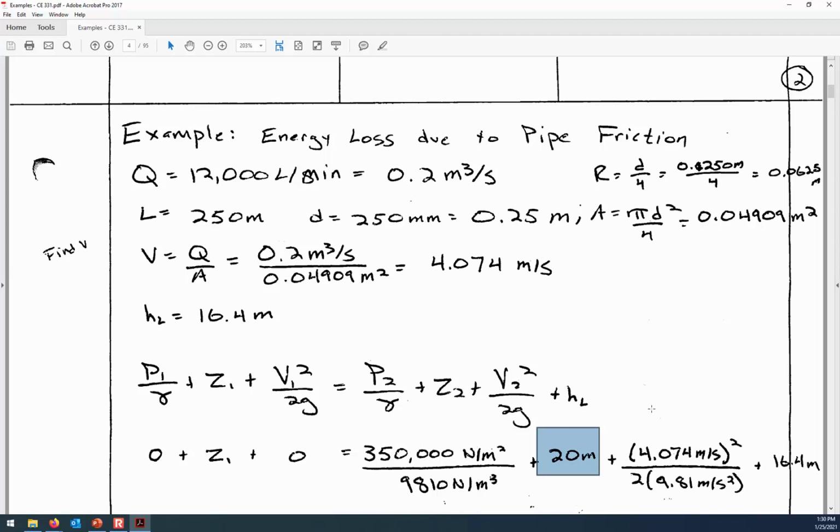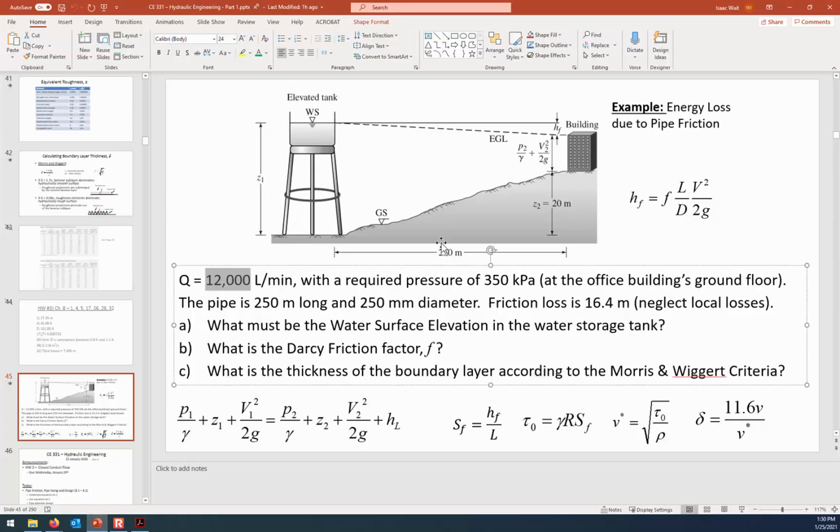Okay, so I'm going to pause for a second. The things that we're calculating here: find Z1, and then with the given head loss of 16.4 meters, substitute that into the Darcy-Weisbach equation to find F, and then let's use all of that information to find the thickness of the boundary layer according to the Morrison-Wiggert criterion.